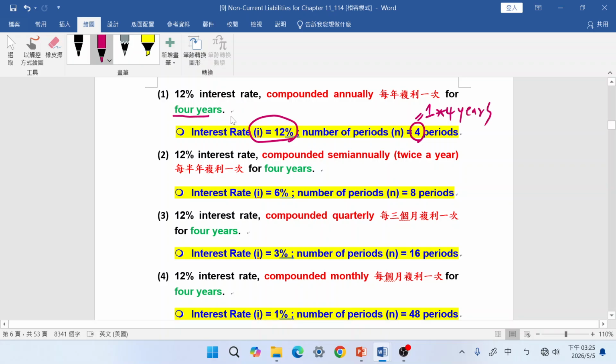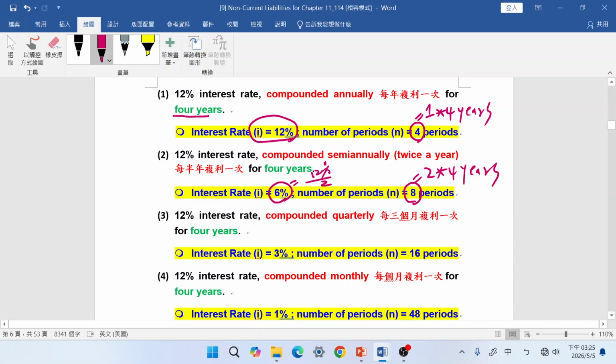How about your second case? Semi-annually. So each period should be 6%, right? Because it's 12% divided by 2. So what's your periods? 8 periods, right? How to get the periods? 2 times for each year. How many years? 4 years.